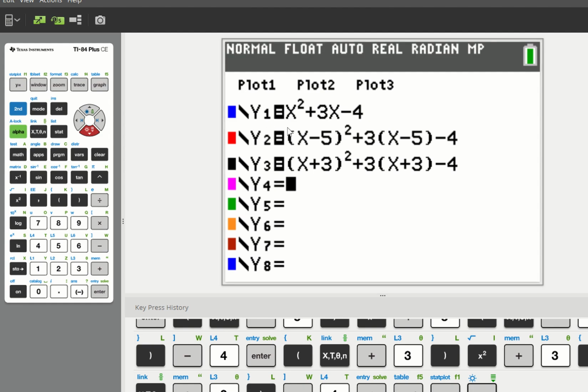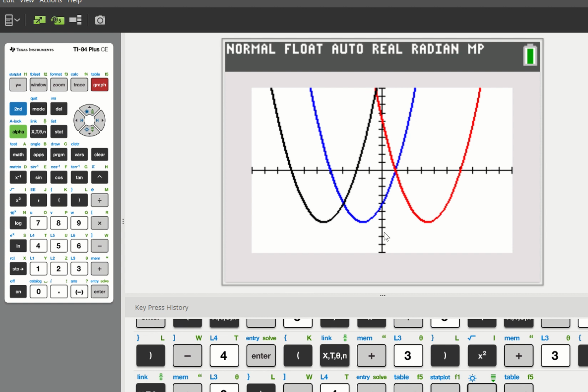So what I did here is I put each of these into the solution. So this is our original function. This would be our rightward shift by 5, and this would be our leftward shift by 3. So the red one should be shifted to the right from the blue, and the black one should be shifted to the left. But otherwise, it should be the exact same function. And if you graph it, you'll see the red one is shifted to the right by 5, the black one is shifted to the left, but otherwise they're the exact same shape. So these represent horizontally translated functions.